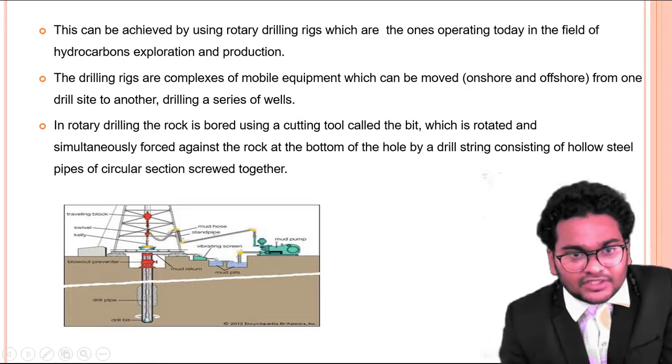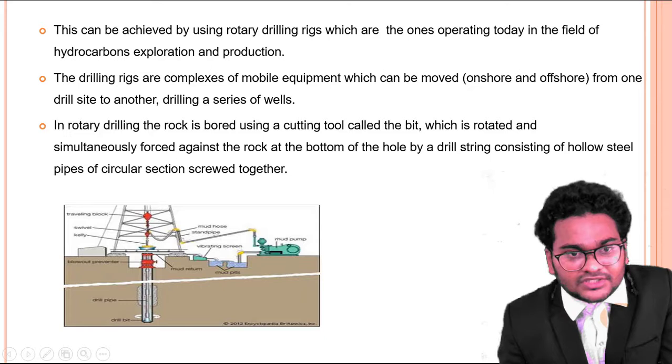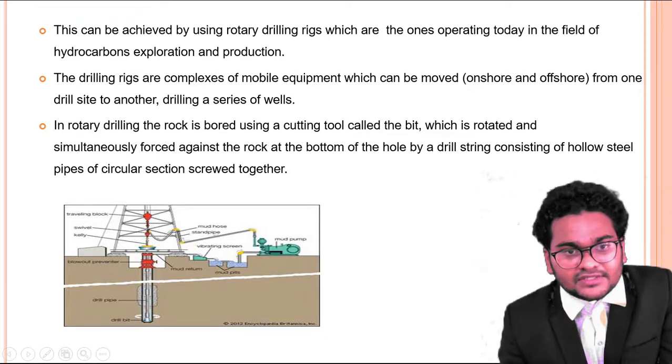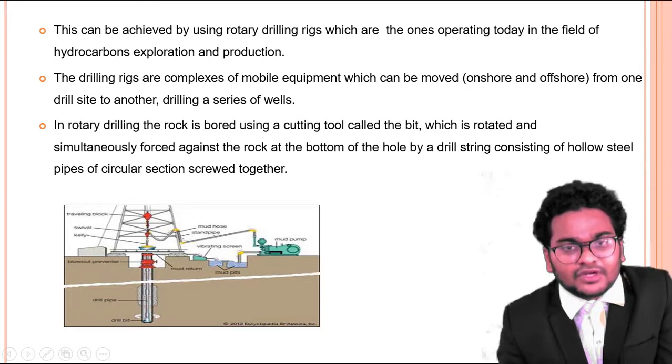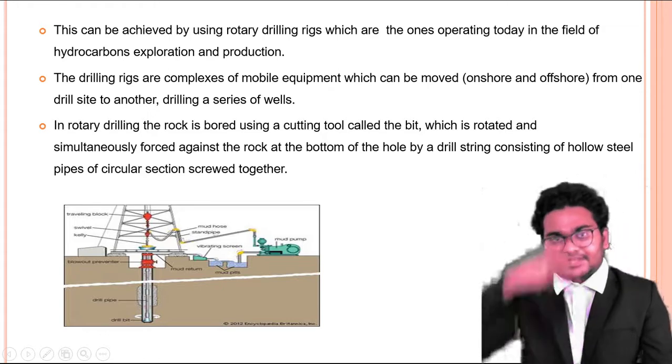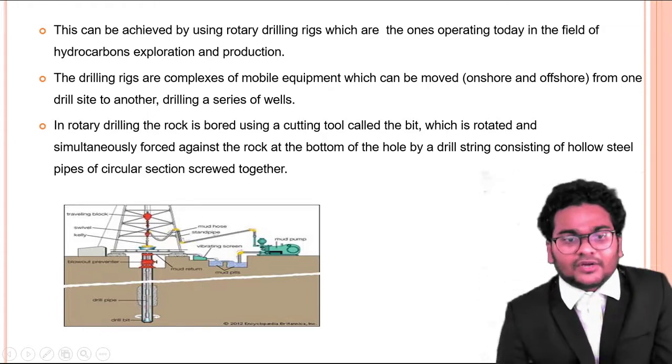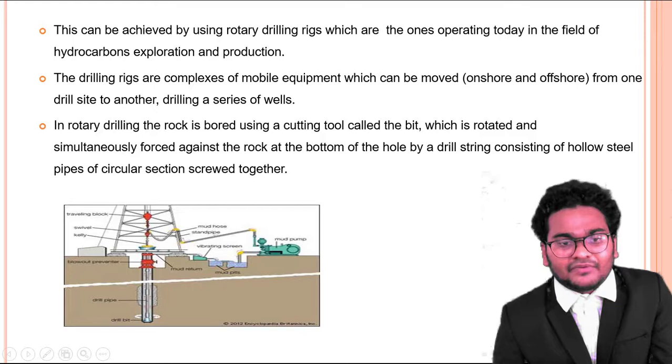So here you can see above that there is a kelly, and above that one the swivel, and above that one the traveling block. This traveling block gives the motion from top to bottom. That means it will move in the direction of top to bottom, so that you can take out the drill bit and the drill pipe everything at once, and you can change the drill bit and again insert it.